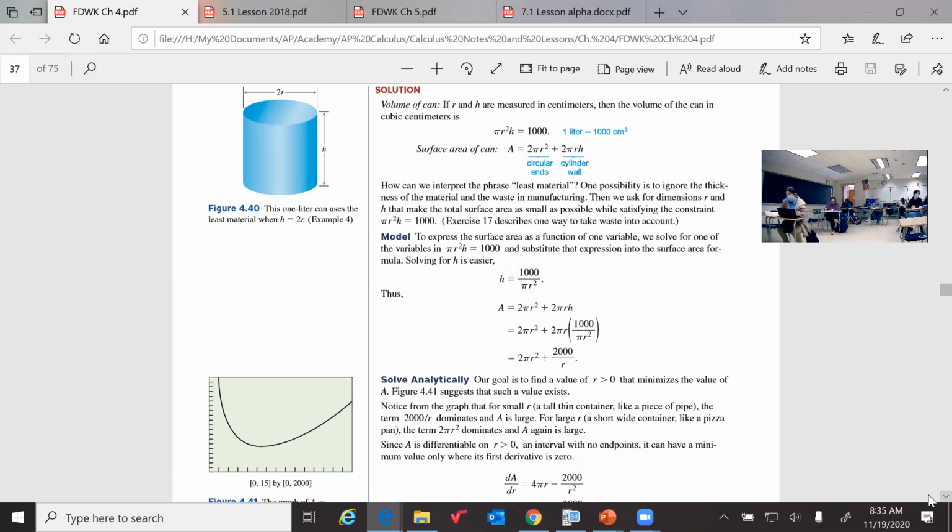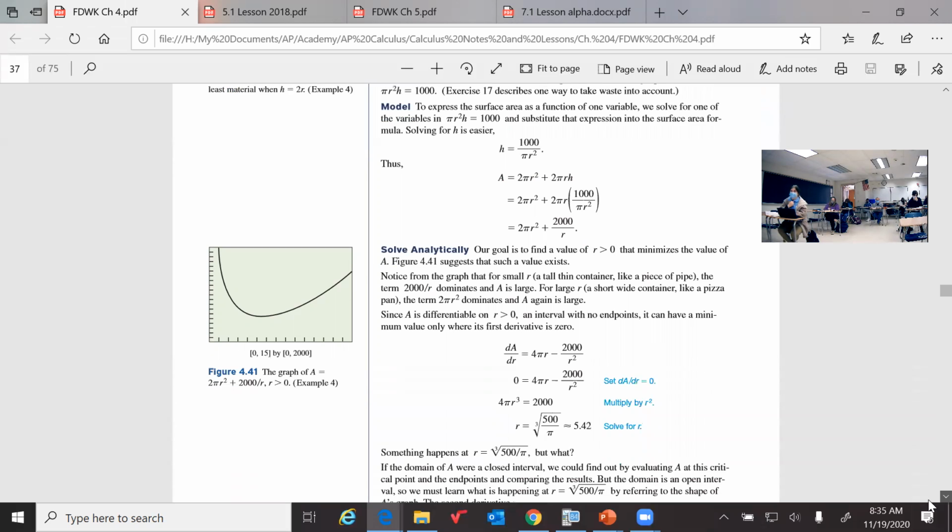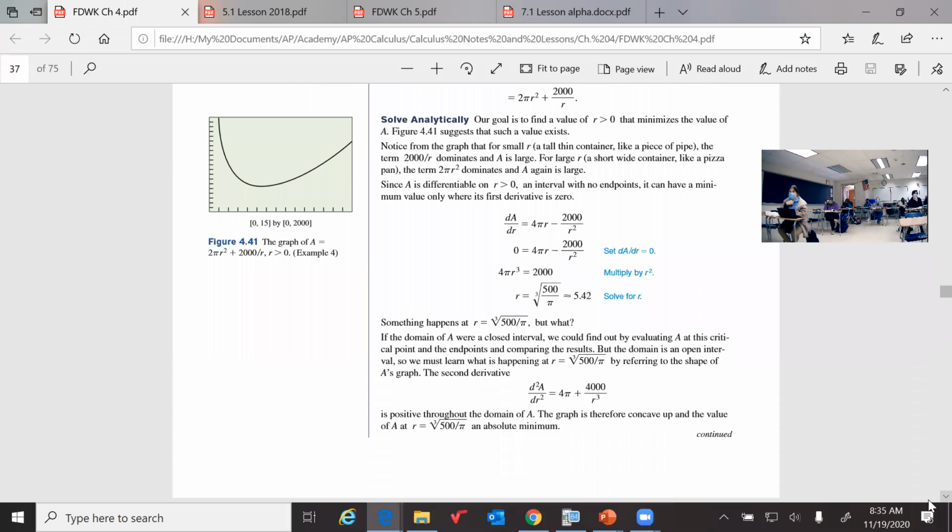But you can differentiate that. You can find the derivative of A with respect to r. And this is very sloppy in the book because they rounded the value of r to 2 decimal places. It's contrary to the guidelines in the AP test, 3 decimal places. But this is what r is. The exact answer is the cube root of 500 divided by pi. That should be the radius of your can.